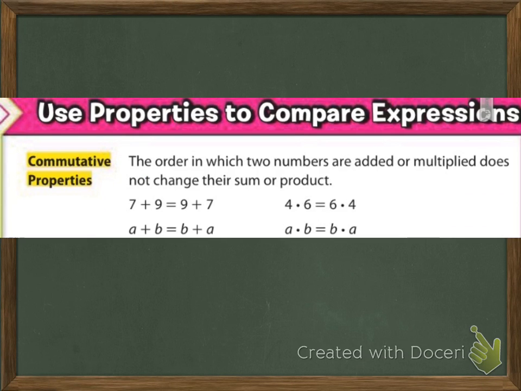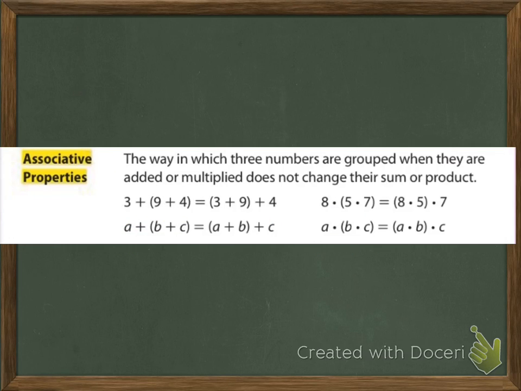So, use properties to compare expressions. Commutative properties: the order in which two numbers are added or multiplied does not change their sum or product. So if you have 7 plus 9 and 9 plus 7, they both equal 16. If you have 4 times 6 and 6 times 4, they both equal 24, so they're the same. And they've shown you the algebraic way as well, where a plus b is the same as b plus a, and a times b is the same as b times a. So just using the algebraic expressions to say the same exact thing.